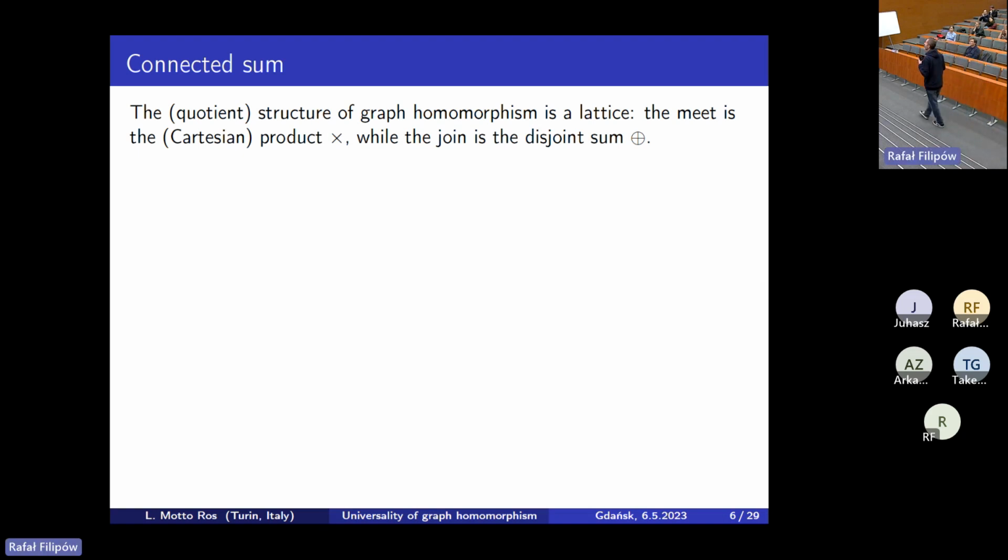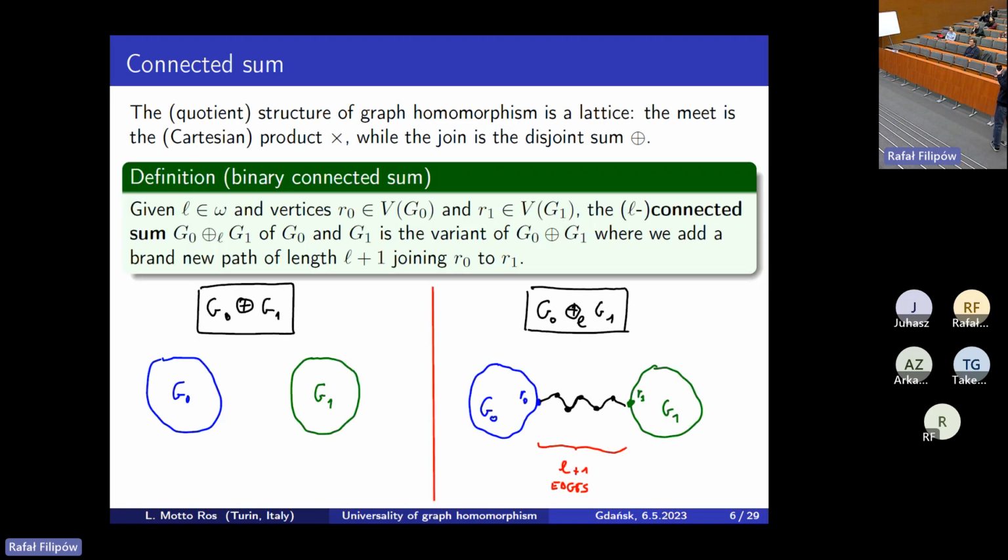Let's step back to graph homomorphism in the classical setting. Then we know that it is a lattice. The meet operation is just the product of graphs, and the sum operation, the join operation, is the disjoint sum. So basically it's like in this picture on the left. You have your two graphs and you make the disjoint sum. You consider the graph and you don't add any edge between the graphs. Of course, the point is that if you do that, even if G0 and G1 are connected, you will get some disconnected graph.